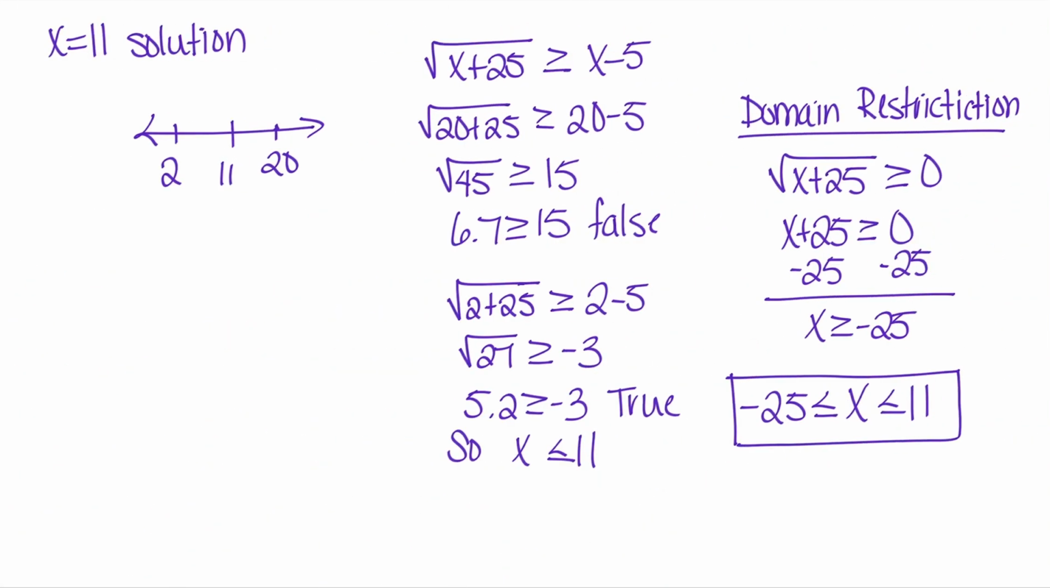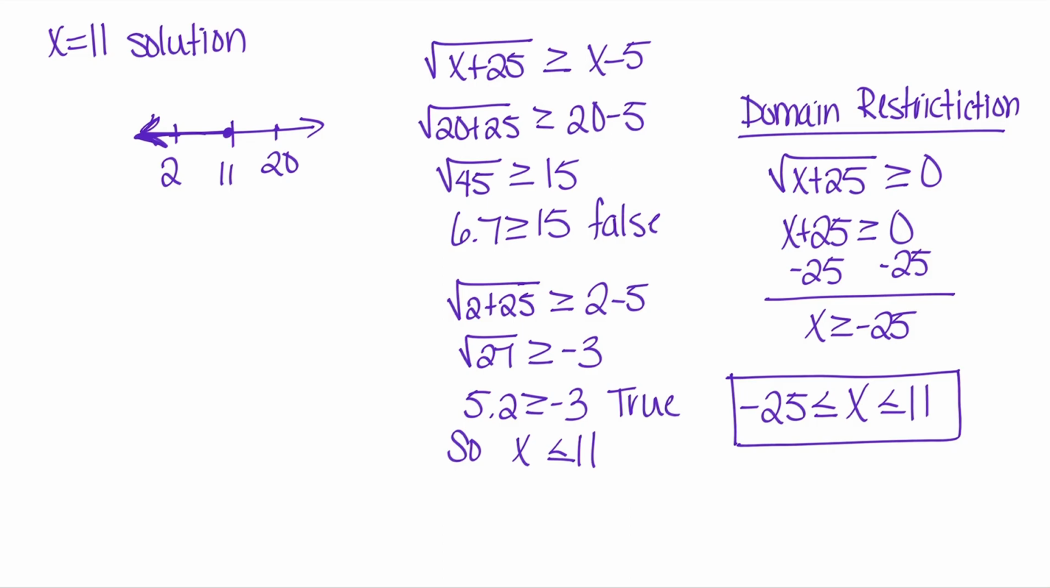So since x equals 11 is the solution, we picked numbers on either side of 11. So we picked 20 and 2. Plugging in 20 made the inequality false, but plugging in 2 made the inequality true. So we know that numbers that are less than 11 make our inequality true.